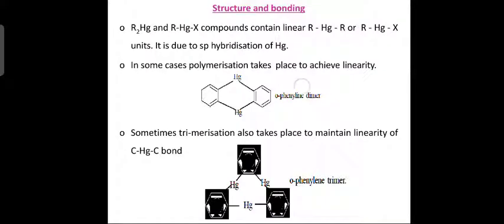Okay. Now structure and bonding. What is the structure and bonding? Dialkyl or diphenyl mercury and monophenyl or monoalkyl mercury halide compounds contain linear RHgR or RHgX units. It is due to sp hybridization of mercury. So in these compounds, mercury undergoes sp hybridization. In some cases, polymerization takes place to achieve linearity.